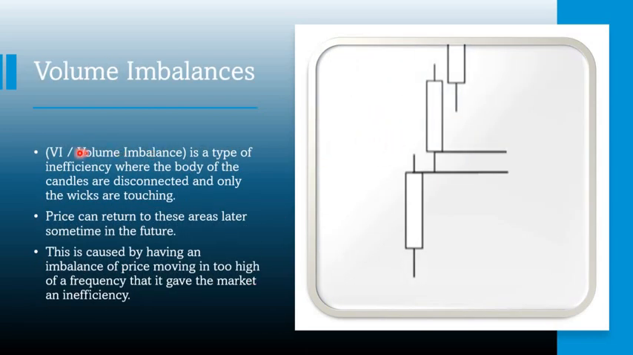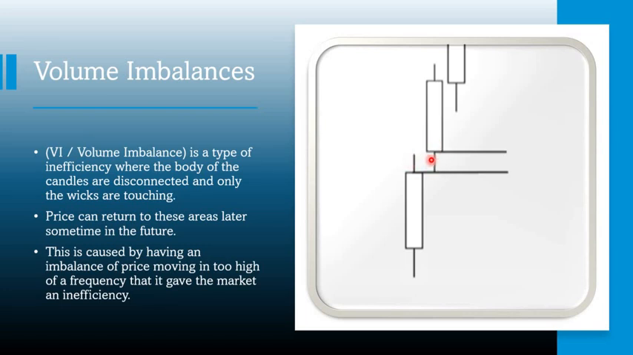Okay, volume imbalances. A volume imbalance is a type of inefficiency where the bodies of the candles are disconnected and only the wicks are touching. Price can return to these areas sometime in the future. This is caused by price moving at such a high frequency that it gave the market an inefficiency. Because price was moving so fast, like a rocket, it didn't get the chance to open right here at the close of the previous candle. Instead, it just jumped in price and opened up here, causing an inefficiency, which is known as a volume imbalance. This is where the wicks only touch and the bodies don't touch.